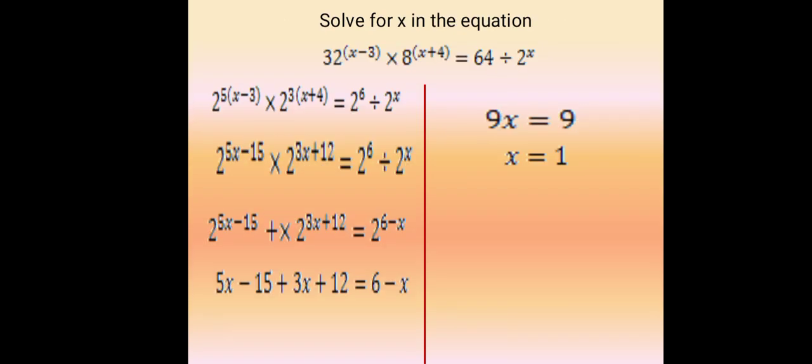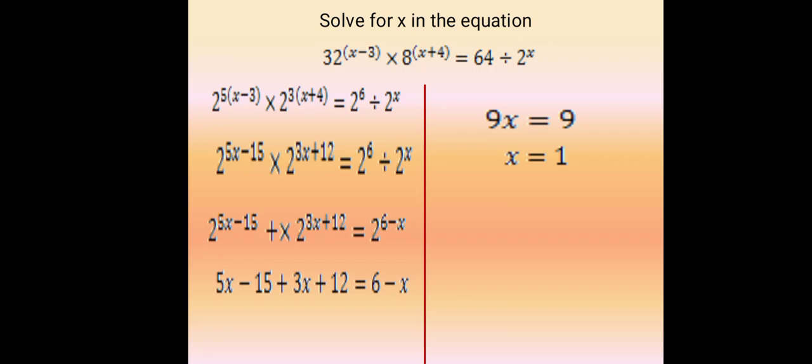Solve for x in the equation. 32 raised to the power of x minus 3 multiplied by 8 raised to the power of x plus 4 is equivalent to 64 divided by 2 raised to the power of x. You can see in that equation we can write everything to the base of 2. So 32 will be 2 raised to the power of 5, 8 will be 2 raised to the power of 3, and 64 will be 2 raised to the power of 6.